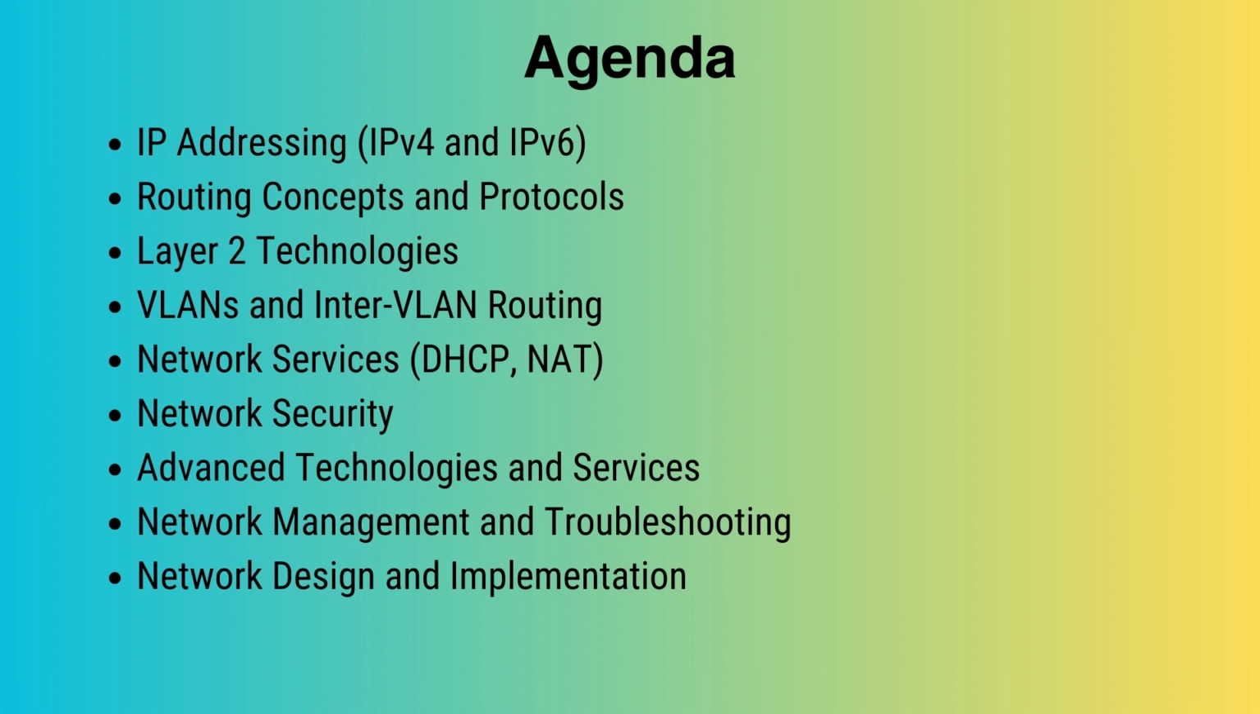We will discuss network services such as DHCP operations for dynamic IP allocation and NAT types for managing public and private IP addressing. Network security will be emphasized through access control lists, ACLs, port security, and VPN technologies to protect network integrity and data transmission. Advanced technologies and services, including software-defined networking (SDN), network automation, and quality of service (QoS), will be covered to optimize performance and streamline management tasks.